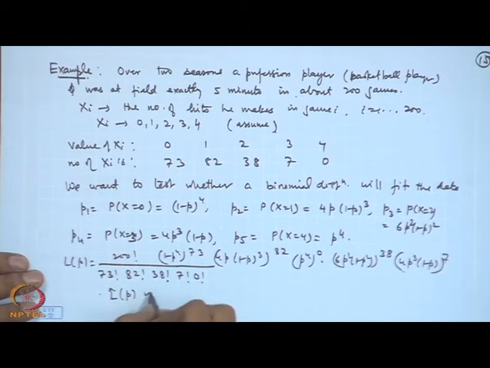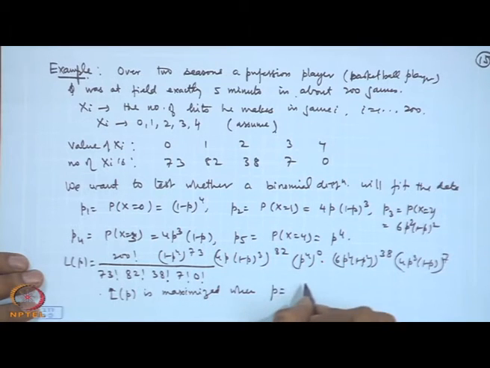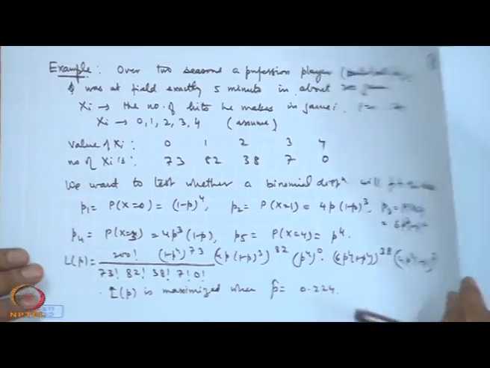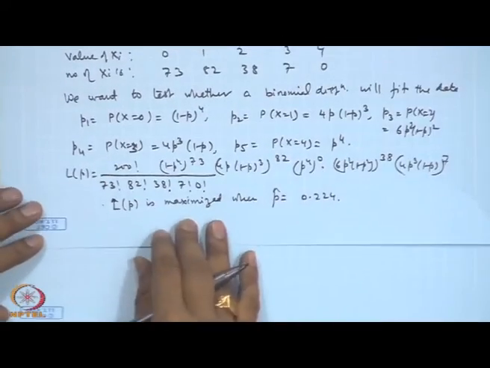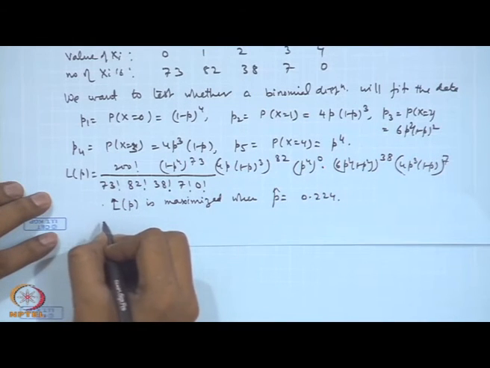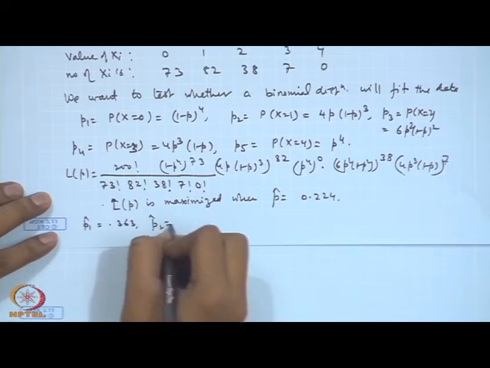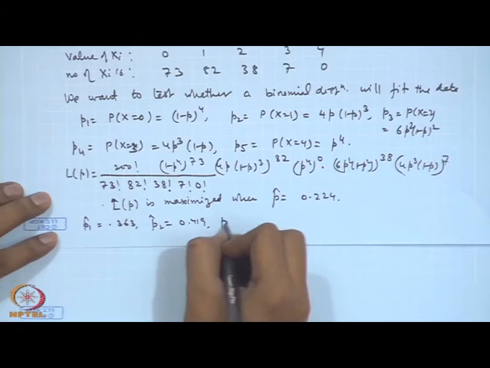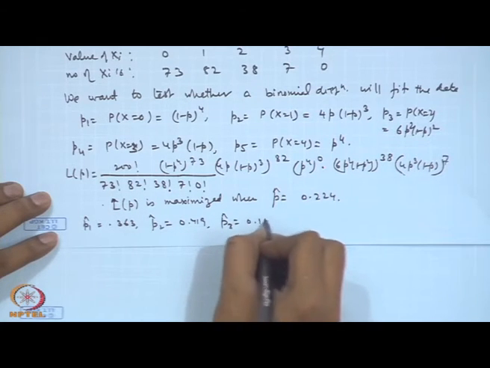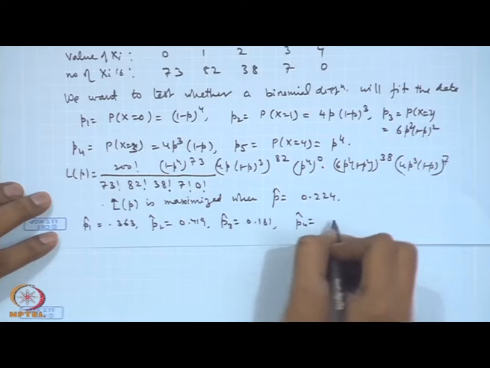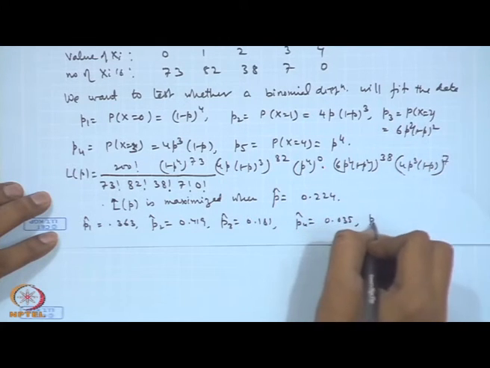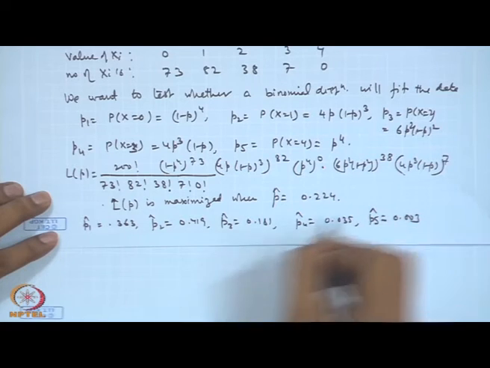L p is maximized when p is equal to 0.224. So, based on this we can calculate p 1 hat, that is 0.363, p 2 hat is equal to 0.419, p 3 hat is equal to 0.181, p 4 hat is equal to 0.035, p 5 hat is equal to 0.003, etcetera.